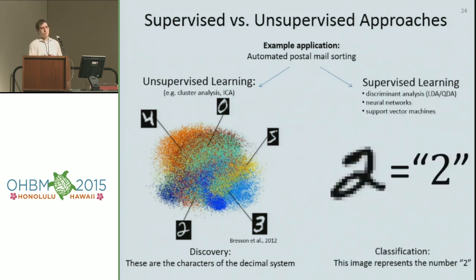Supervised learning is an approach of classification, or to say, this particular image represents the number 2. So we come to the problem with predefined classes, kind of knowing what we're looking for, and we're just looking to assign any given piece of data to a given class.